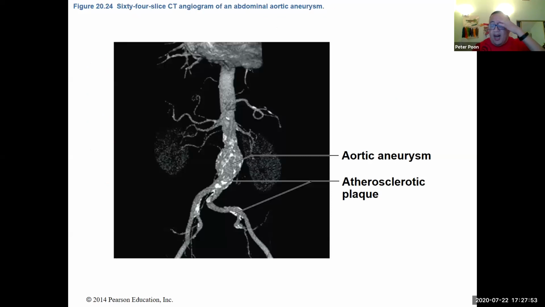All right, this is an aneurysm, so you can see the swelling of the aorta right there, and the plaques that are causing the swelling of the aorta right there. Okay.